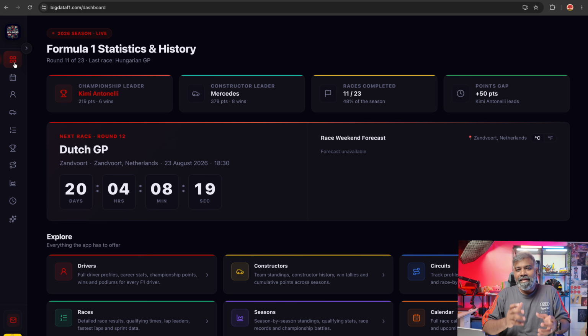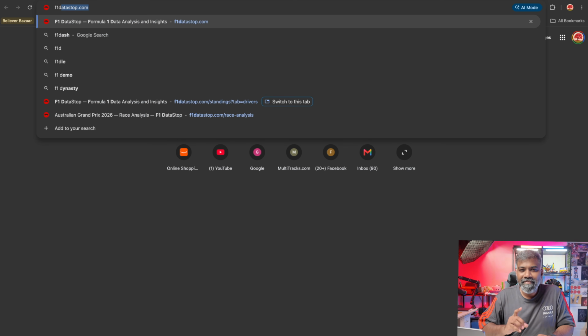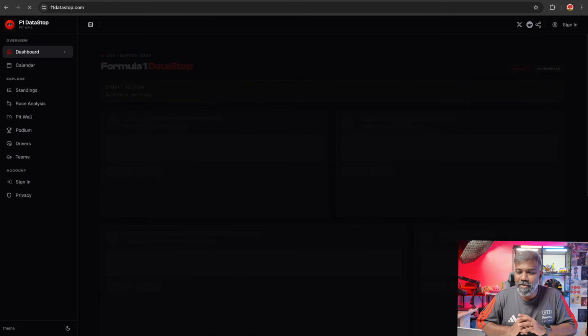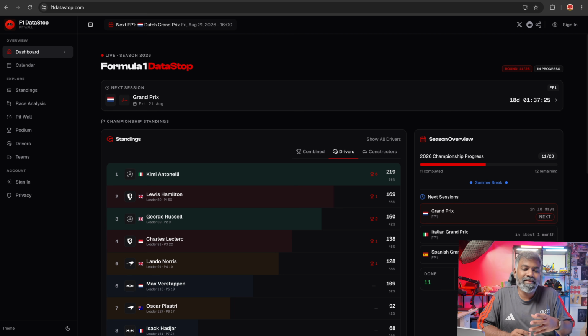Another similar site that I really like is bigdataf1.com. Very similar to the Stats F1 site, but it has a little more modern presentation. One more recommendation that I have in this data level 1 is f1datastop.com. Now this has a few more features than the above mentioned sites. You can explore it on your own, but one of my favorite sections is the pit wall section.